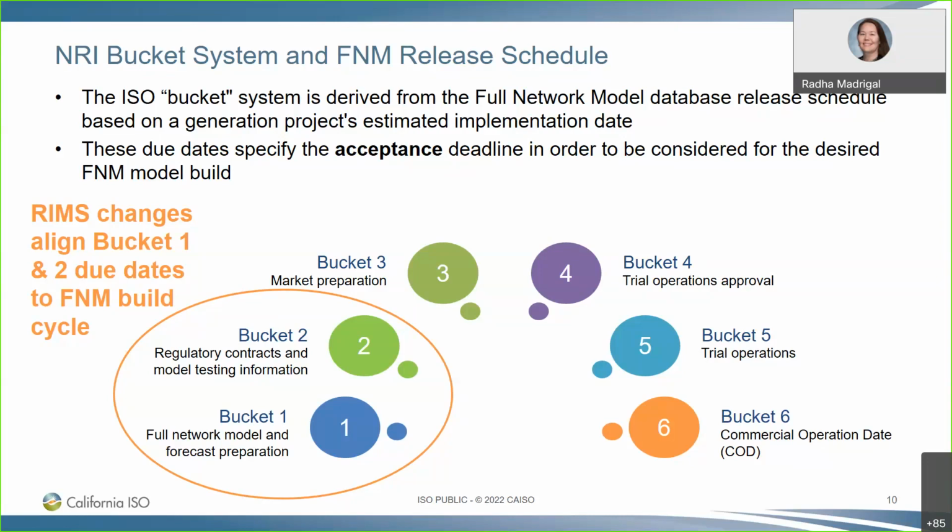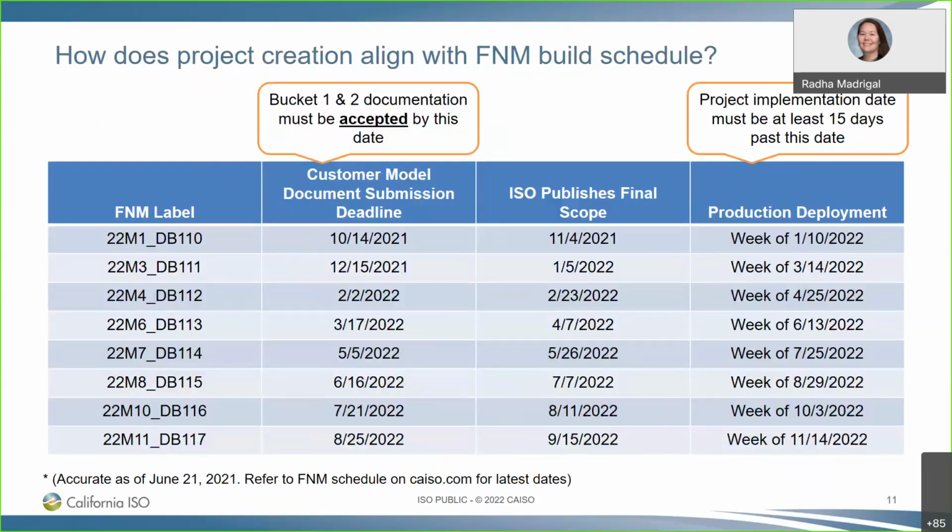So today, the changes that are going to be made are to align the bucket 1 and bucket 2 due dates to that full network model build cycle. And I have a recreation of the full network model build schedule here on the screen so that we can use it for reference and for conversational purposes. Essentially, what we're saying is the dates for the required documentation, that deadline date must be by that customer model document submission deadline in that first column.